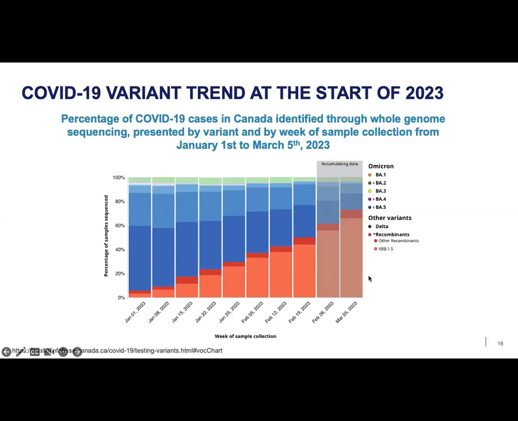This XBB.1.5 subvariant has been named the Kraken subvariant in the media. Kraken, as some of you may know, is the name of a legendary Northern European giant sea monster, which was the topic of an apocalyptic poem by Lord Alfred Tennyson, published in 1830. So now the Kraken is the dominant subvariant of COVID-19.